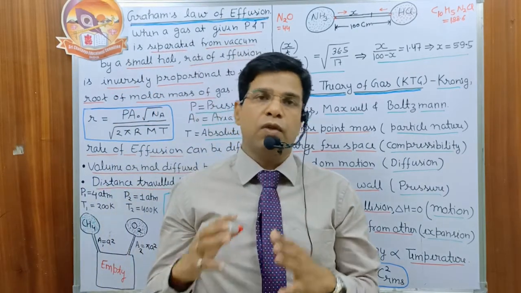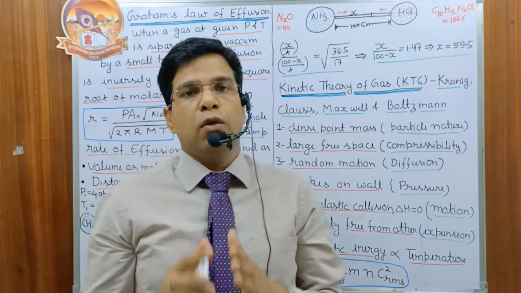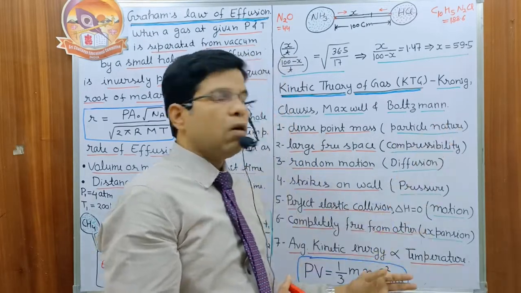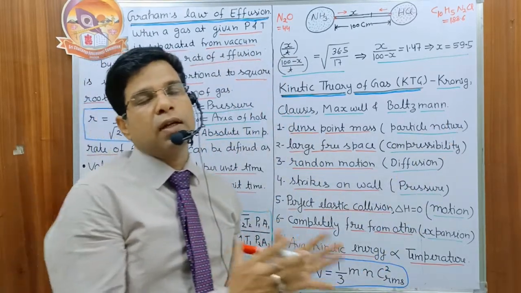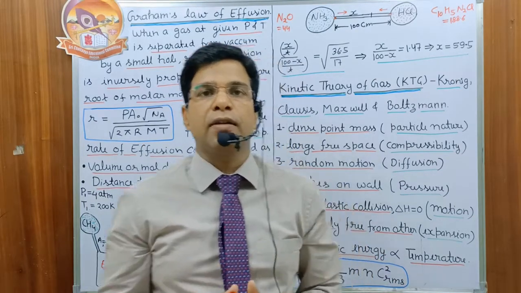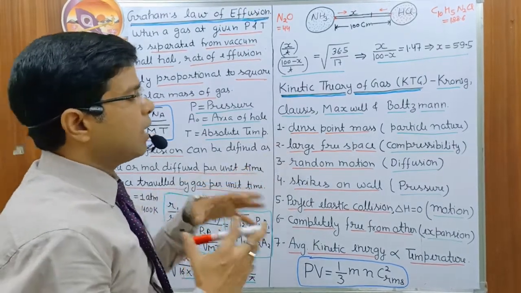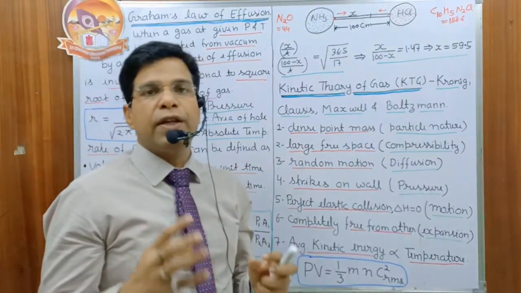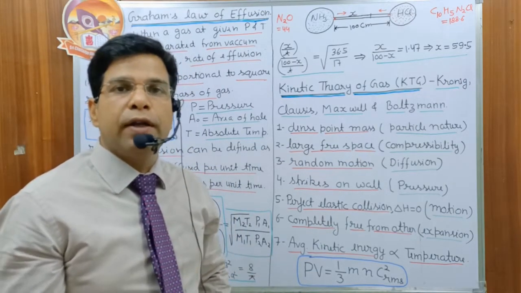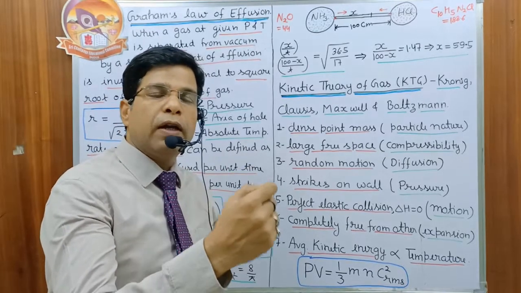The gas which follows the kinetic theory of the gas is called the ideal gas. If a gas wants to behave ideally, then it has to follow all these conditions. There are certain assumptions, and if a gas follows all the assumptions, that gas is called the ideal gas. What are the assumptions? First, gas is made of very small, dense point masses. Point means it has to be dimensionless.